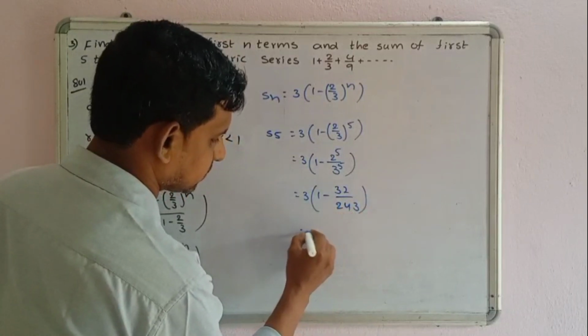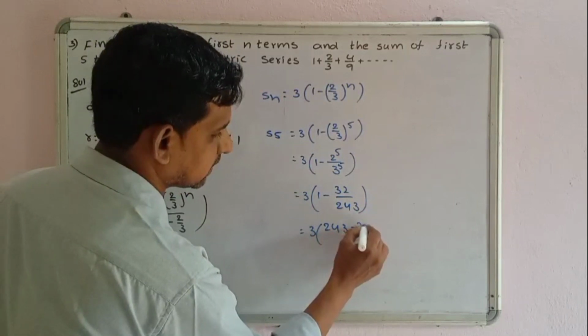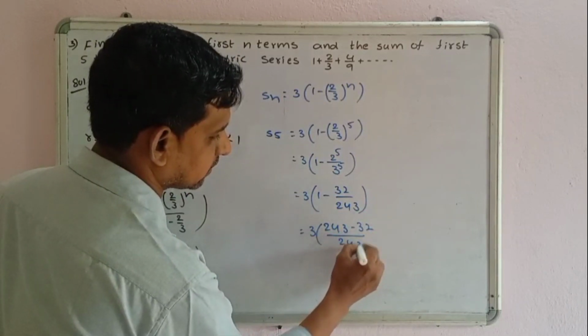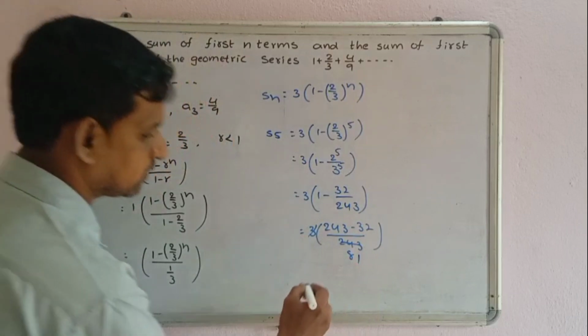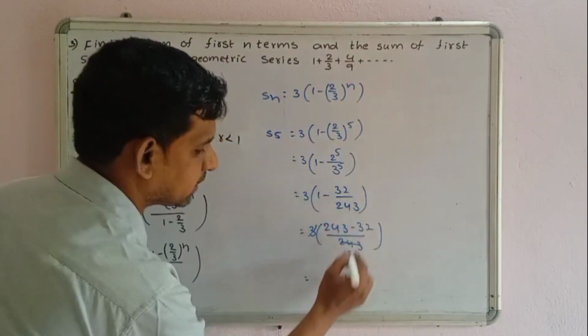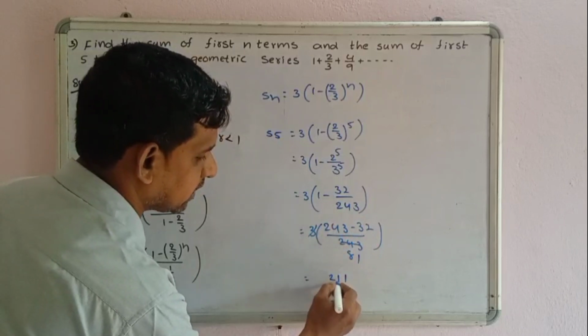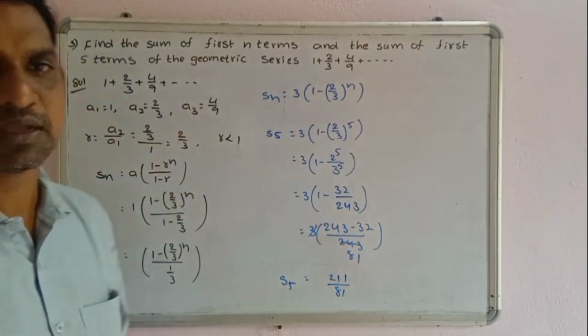Okay, that equals to 3 into 243 into 1 is 243 minus 32 by 243. Okay, 3 how many times? 3 81 is 243, so 3 cancels with 243 leaving 81. So now 243 minus 32: 3 minus 2 is 1, 4 minus 3 is 1, giving 211 by 81. Sum of first 5 terms is 211 by 81.